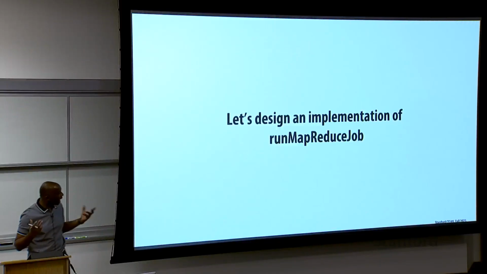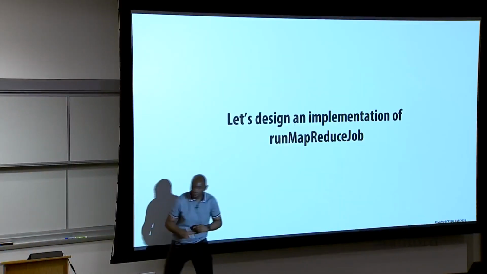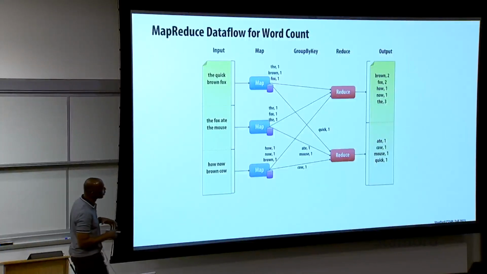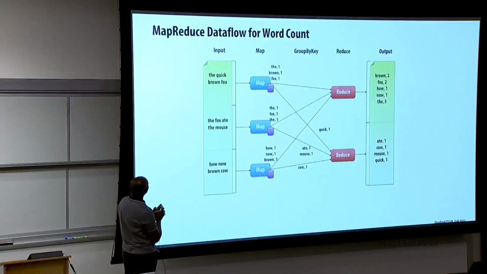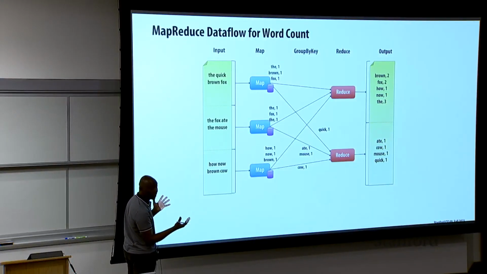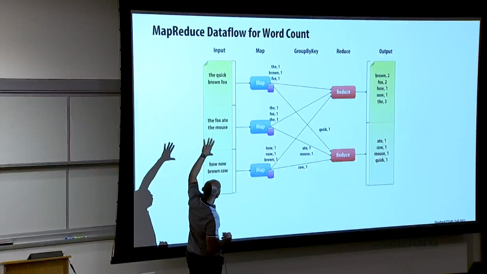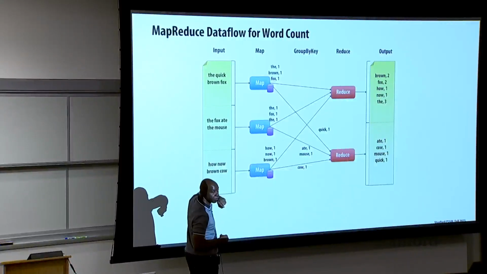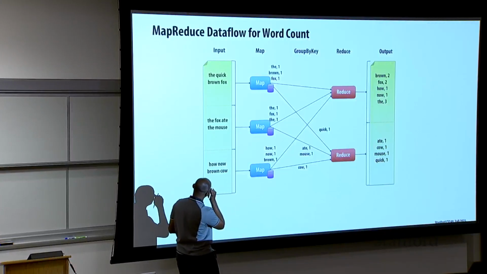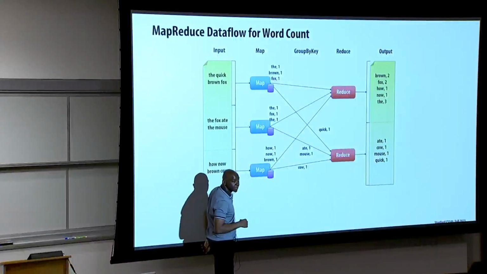Okay, so let's think about actually implementing a MapReduce job. I'm going to show you the classic MapReduce 101, which is word count. The idea is that you have one map task per block of the input file. In this case, we've got 3 blocks, and so we've got 3 map tasks.